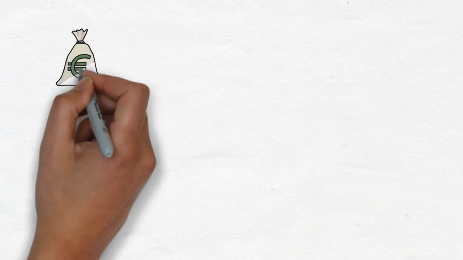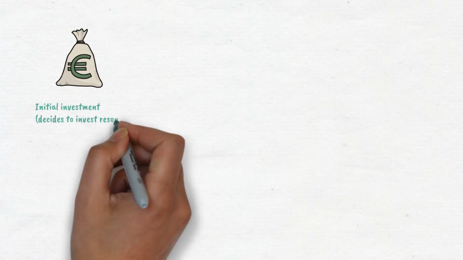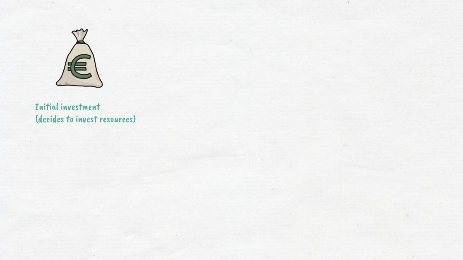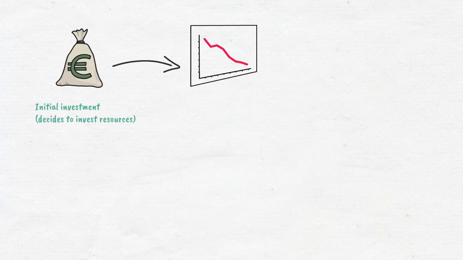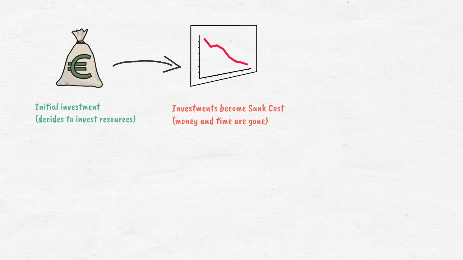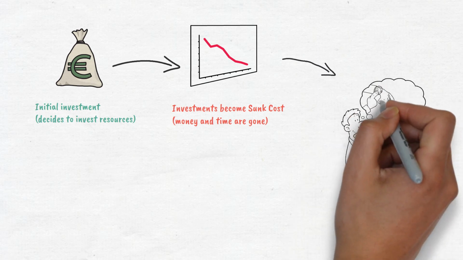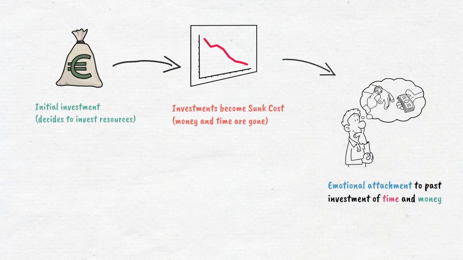Let me explain the sunk cost fallacy. It happens when someone decides to invest resources, like time, money, or effort, into a project or course of action. Once resources are invested, they become sunk costs because they can't be recovered. People often develop an emotional attachment to their investment and may feel the need to justify their initial choice.